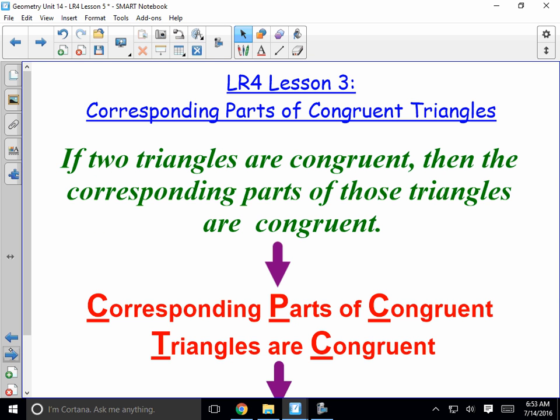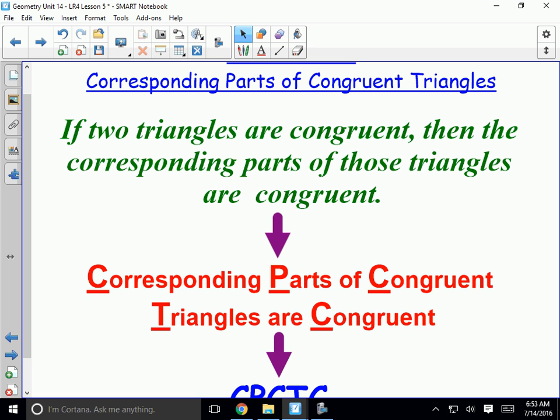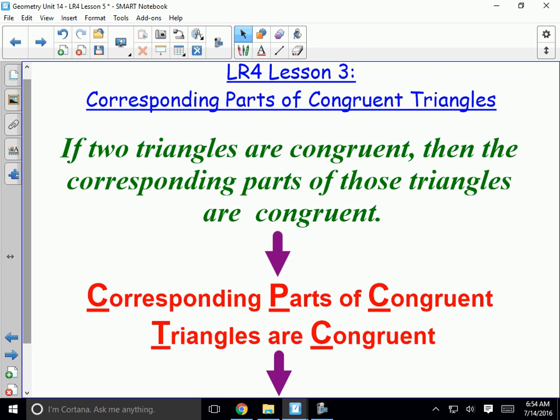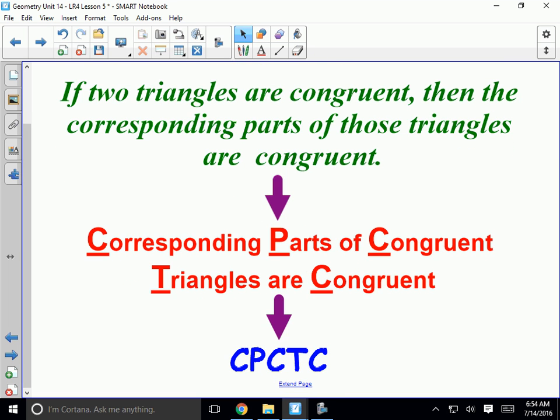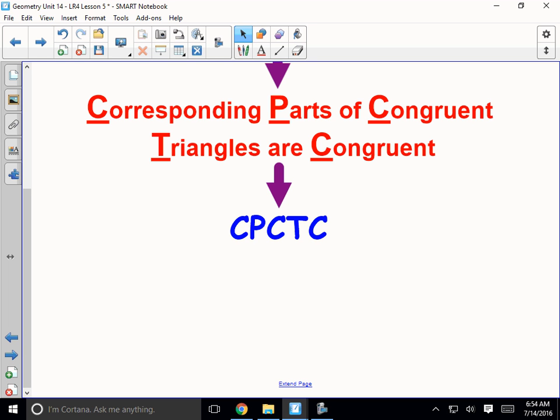Now, this is a term that you're definitely going to want to get used to. It's something that we use in all of our proofs and all of our congruent statements, and we really shrink it down. So now, corresponding parts of congruent triangles. If two triangles are congruent, then we know that the corresponding parts of those triangles are congruent. And we have this acronym to help us as we go through the work. Corresponding parts of congruent triangles are congruent.